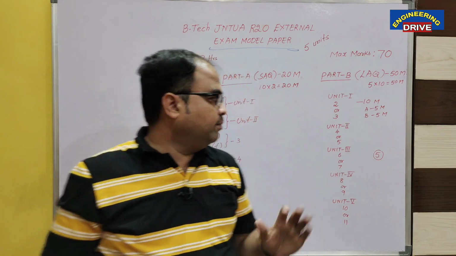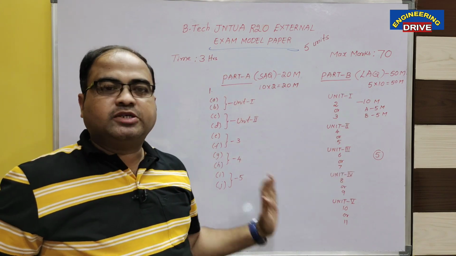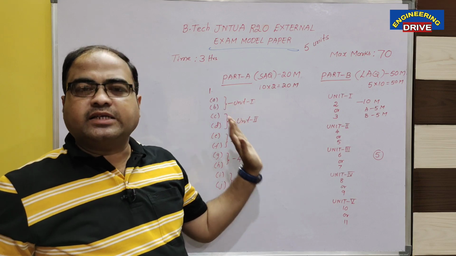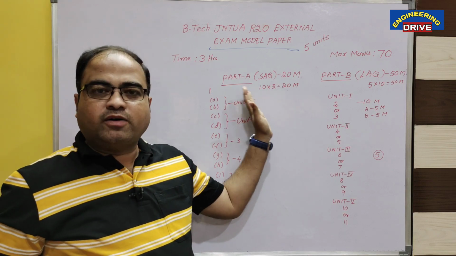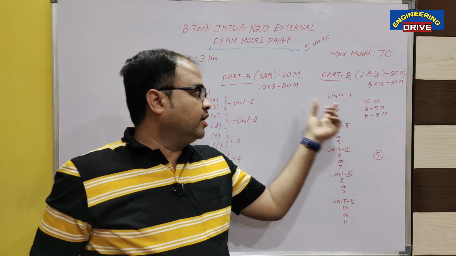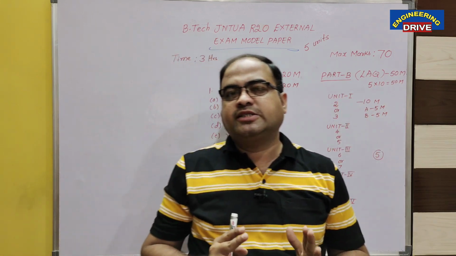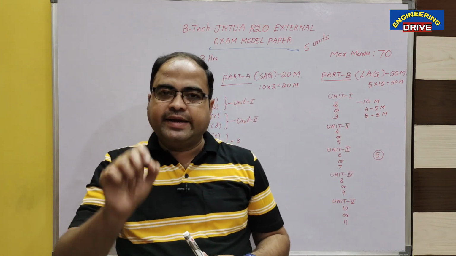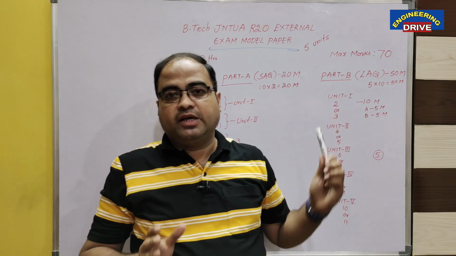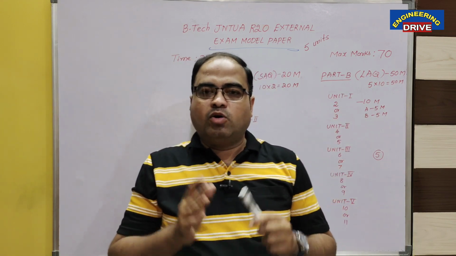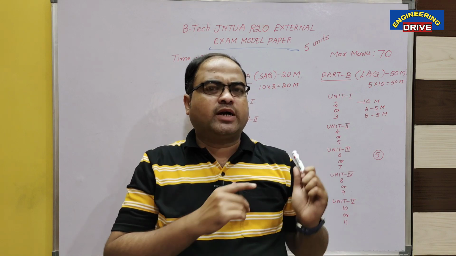So dear students, I believe that you got a clear picture about your external exam model paper, which consists of 2 parts, part A and part B. Part A 20 marks, part B 50 marks. There is no choice given in part A. However, the internal choice is given in part B, that you need to look after. So I believe that you people got a clear idea.